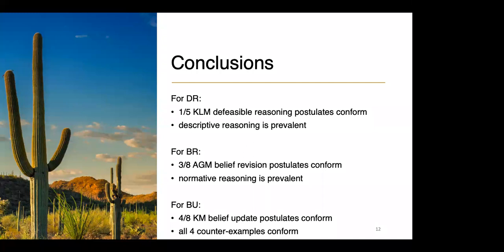After analyzing the codes developed for the explanations, we find that a descriptive style, reasoning about how the world is, was prevalent in our participants' reasoning. For belief revision, we found that a normative style, how the world should be, the typical world, was prevalent in our participants' reasoning. And in the belief update survey, we took a different approach. We tested 4 counterexamples to the postulates and found that all 4 counterexamples conform.